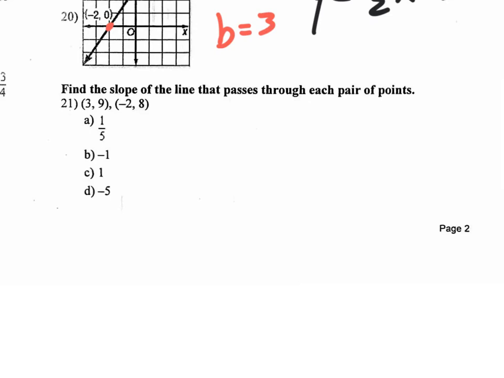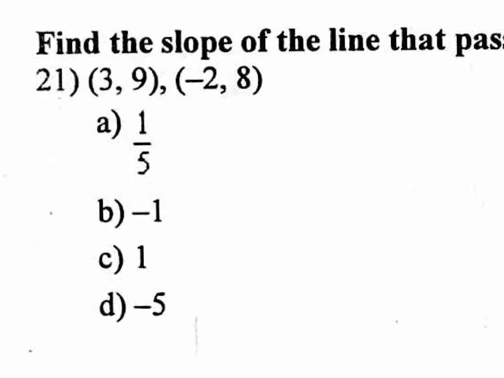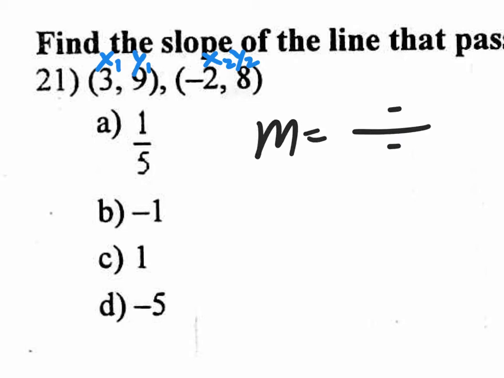21. Find the slope of the line that passes through each pair of points. I think we got this. Do I need to do this one? We've done so many of these slope formula problems. All right, let's do it. Using the slope formula, m equals y2 minus y1 over x2 minus x1. y2 is 8, y1 is 9, x2 is negative 2, x1 is 3. Now, when I do 8 take away 9, up on top I get negative 1. And when I do negative 2 take away 3 on the bottom, I get negative 5.